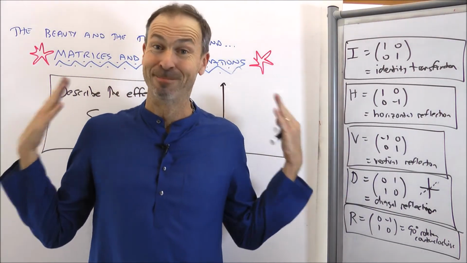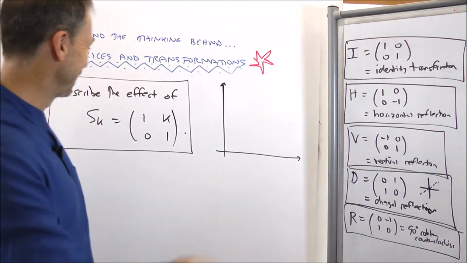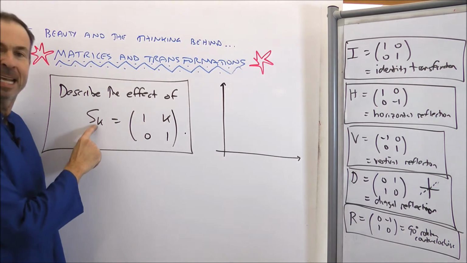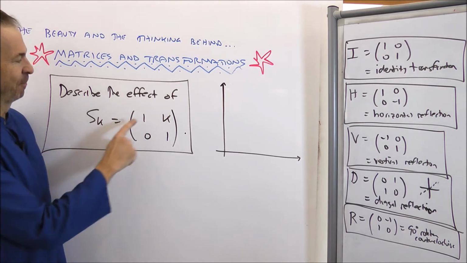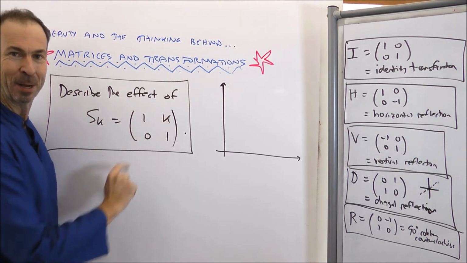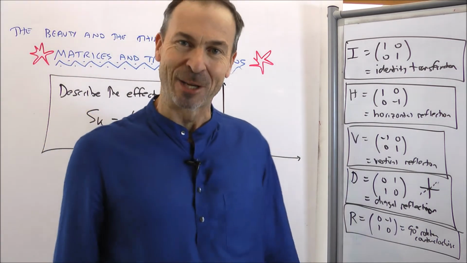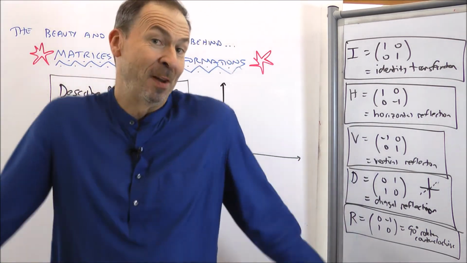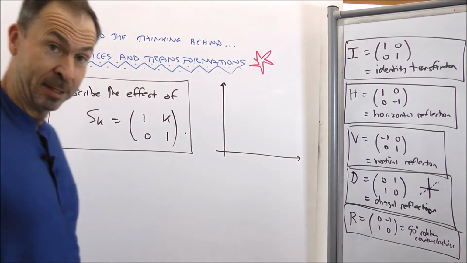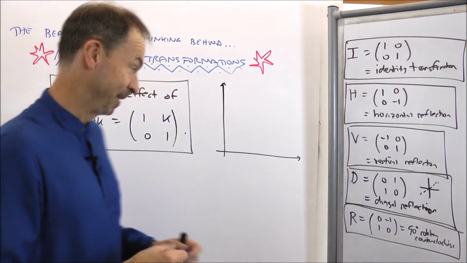Okay, let's just do some more geometric transformations. Try this one. Consider the matrix S_k, where k is a real number, given by 1, k, 0, 1. What's the geometric effect of that transformation? Well, one thing we do is just apply it to general points and see if we can recognize what's going on. So let's do it.